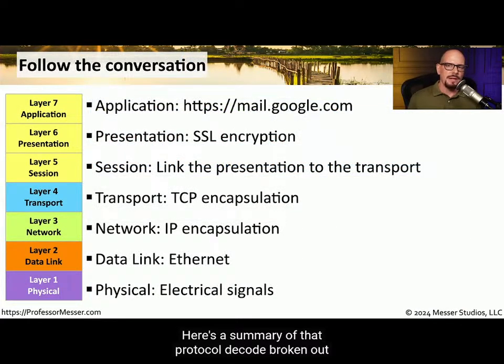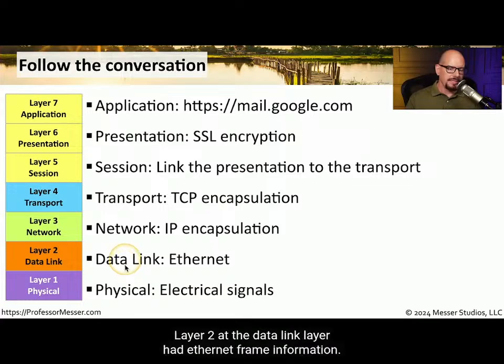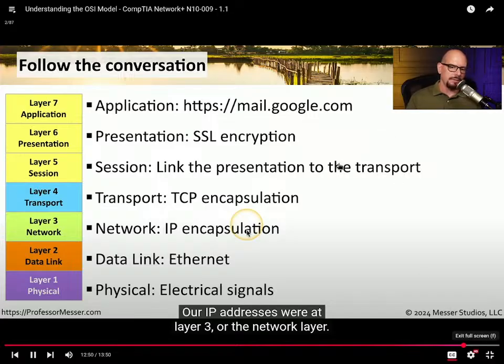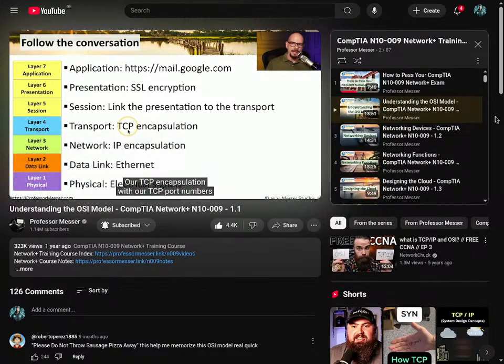Here's a summary of that protocol decode broken out into the different layers of the OSI model. We had electrical signals at the physical layer. Layer 2 at the data link layer had Ethernet frame information. Our IP addresses were at layer 3 or the network layer. Our TCP encapsulation with our TCP port numbers is at the transport layer.